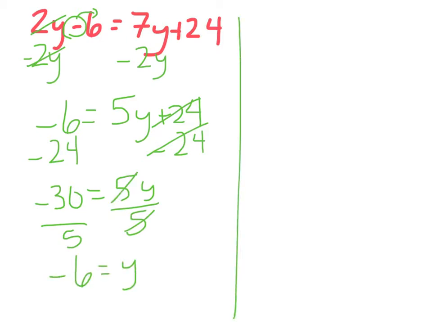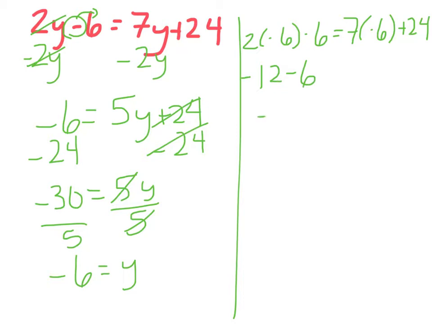And then I check it. 2 times negative 6 minus 6 equals 7 times negative 6 plus 24. So I have negative 12 minus 6, which is negative 18. And over here I have negative 42 plus 24, which is also negative 18.